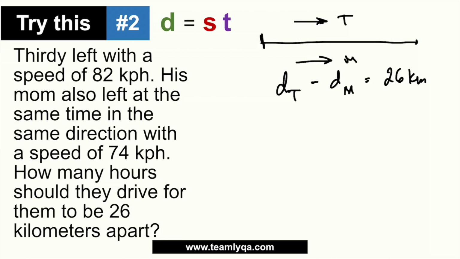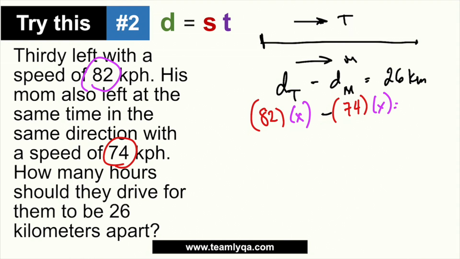Again, substituting lang yung information that we have, 82 yung speed ni 30, so gagawin natin itong 82 times yung nawawalang time, which we don't know, minus yung speed ng kanyang mommy, ang mommy niya ay 74 kilometers per hour, times yung x uli, which is the number of hours ng mommy mag-isa. So now we have 26 kilometers. So solving it down lang again, 82x, tapos minus 74x is equal to 26. So, subtract lang muna natin ito. 82 minus 74 is 8.